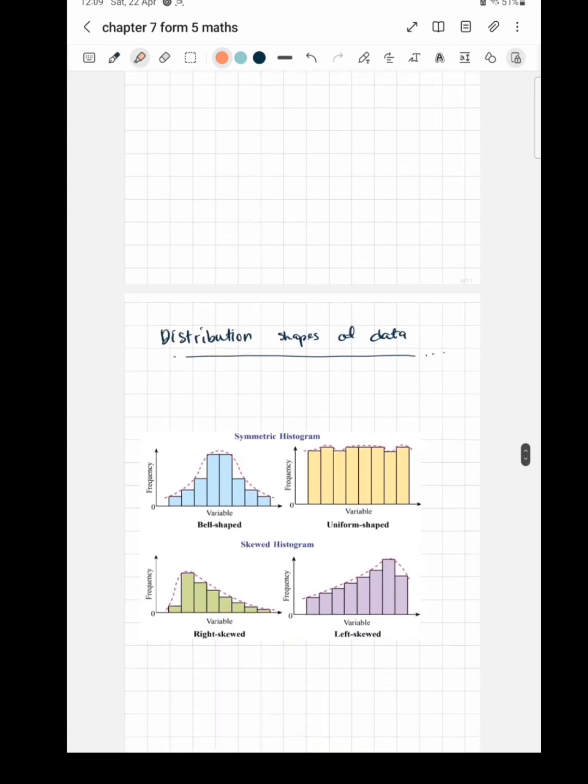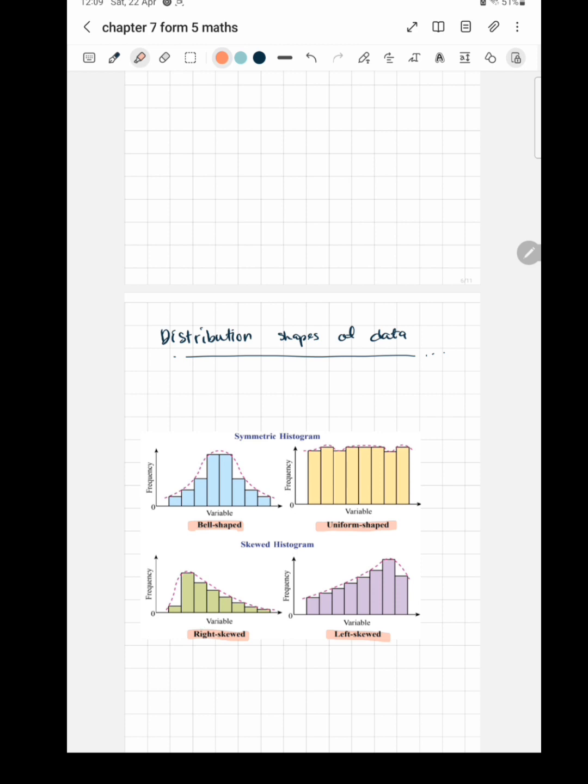So next up we have distribution shapes of data. So we have 4 shapes right here. So the first shape is called bell shape, obviously because it looks like a bell, as you can see. Next we have uniform shaped. The third one we have is right skewed and left skewed.